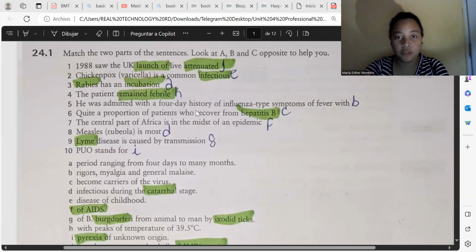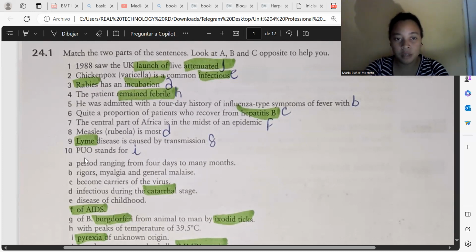5. He was admitted with a 4-day history of influenza-type symptoms of fever with rigors, myalgia, and general malaise. 6. Quite a proportion of patients who recover from hepatitis B, C become carriers of the virus. 7. The central part of Africa is in the midst of an epidemic of AIDS. 8. Measles, rubella is most infectious during the catarrhal stage. 9. Lyme disease is caused by transmission of Borrelia from animal to man by ixodid ticks.